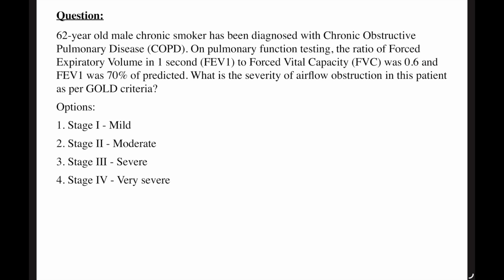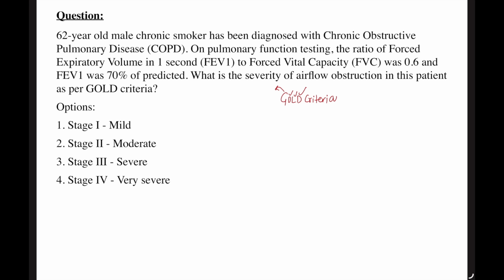Now, a 62-year-old male chronic smoker diagnosed with COPD, on testing, there are values given, GOLD criteria. See, even in 2024, the question got repeated. Same, you need to know the GOLD criteria to be able to answer this question well. Right? So what is this GOLD criteria? GOLD criteria is Global Initiative for Chronic Obstructive Lung Disease.